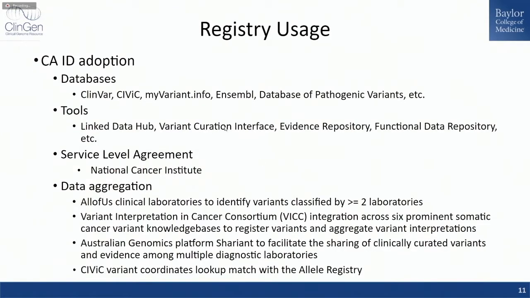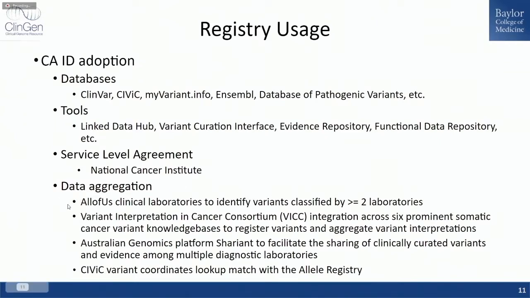So the Allele Registry use. We've had a handful of databases that have adopted the CAID naming convention, namely ClinVar, CIViC, myVariant.info, Ensembl, and the database of pathogenic variants. We also have tools that have leveraged the CAID, such as Linked Data Hub, Variant Curation Interface, Evidence Repository, and Functional Data Repository. We have a service level agreement with the National Cancer Institute. And we've also supported numerous data aggregation efforts.